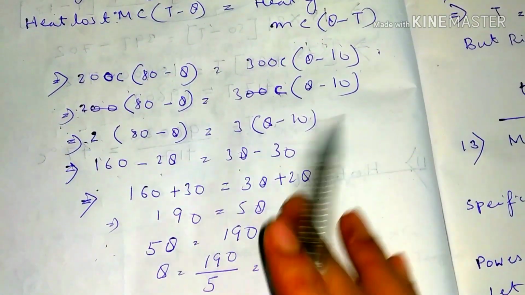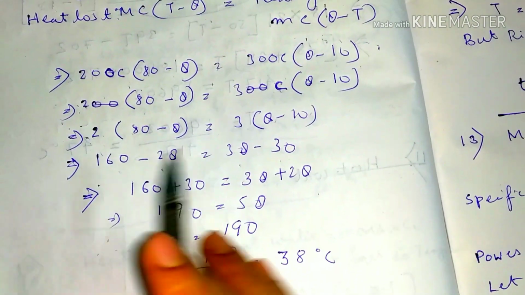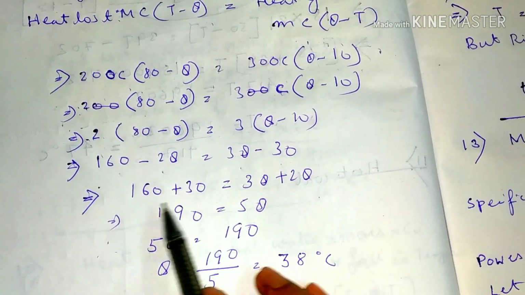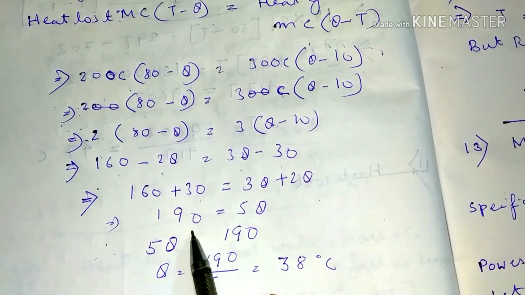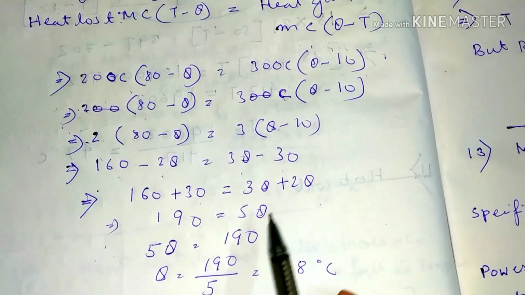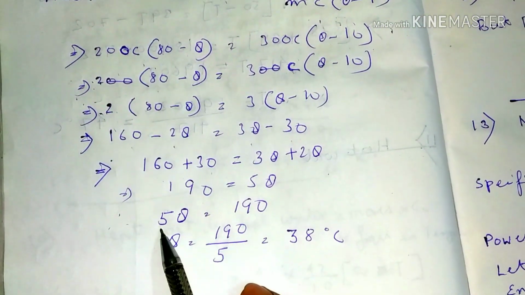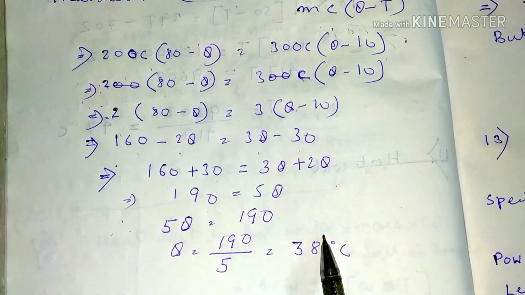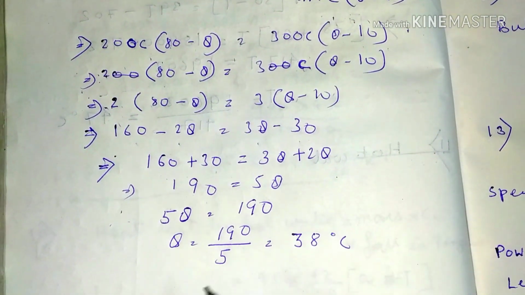Okay, so we have taken all the numbers to one side and theta to the other side. The result is 160 plus 30, that is 190. 3 theta plus 2 theta is equal to 5 theta, and 5 theta is equal to 190, so theta is equal to 190 by 5, equal to 38 degrees Celsius, our required answer.